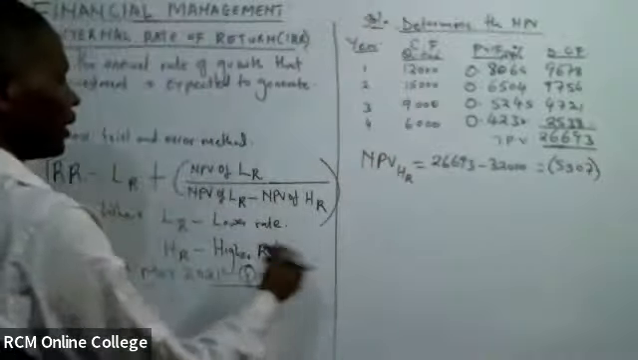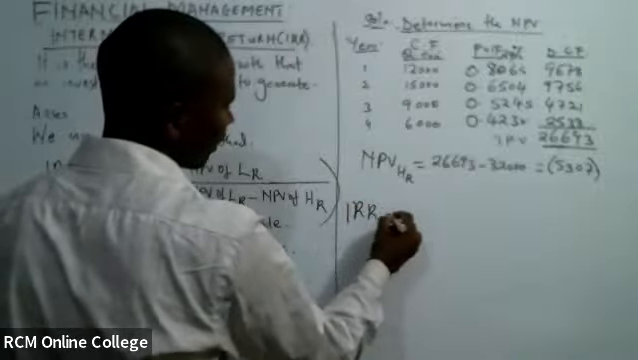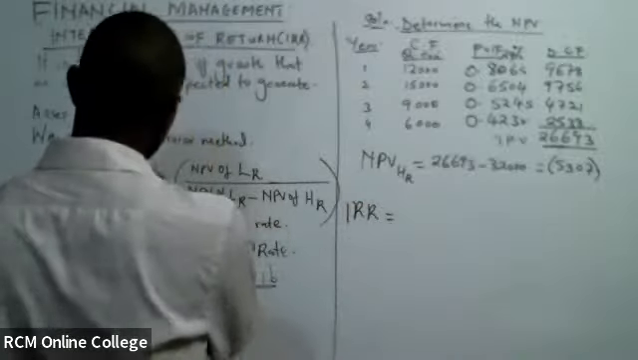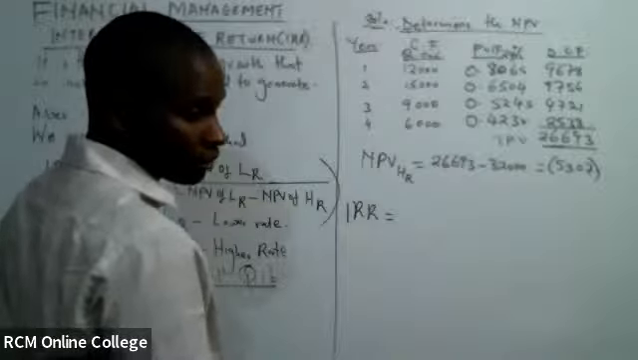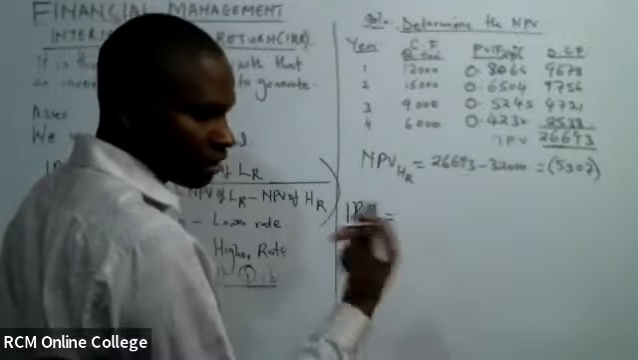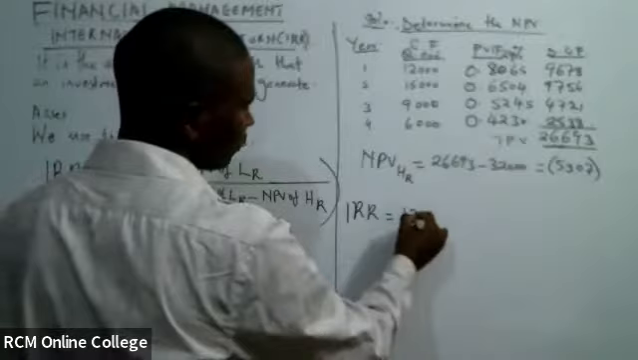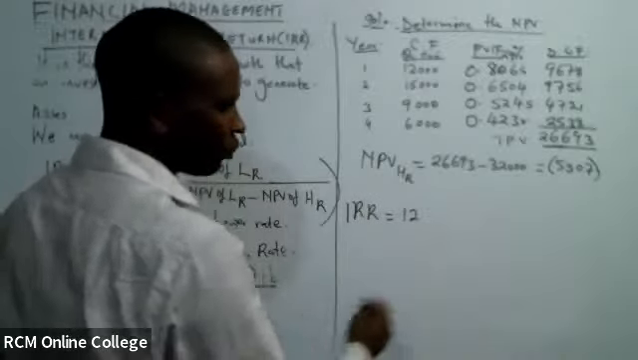Formula ndio hii hapa. IRR is equal to then. Hata mnaweza nipea tu figure niweke. What is our lower rate? Ndio hii, lower rate. Ni ngapi? Lower rate. Tulitumia gani? Whatever that examiner has given you, ndio. Ilikuwa 12, si ni lower rate, the cost of capital ndio hiyo.